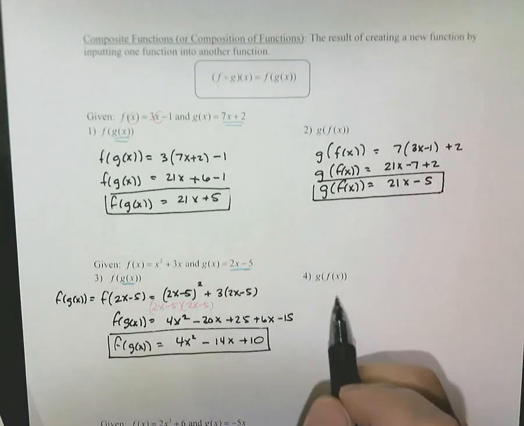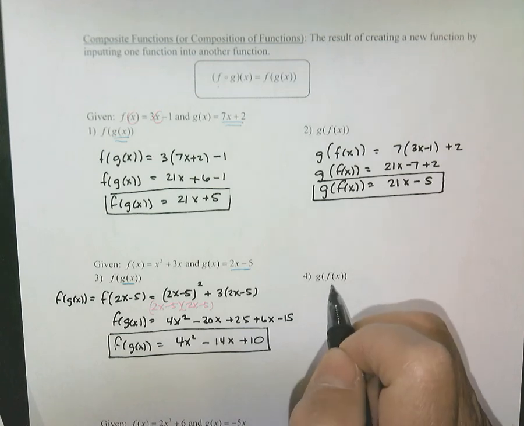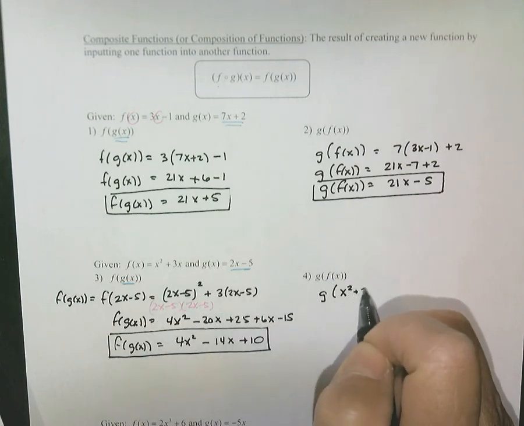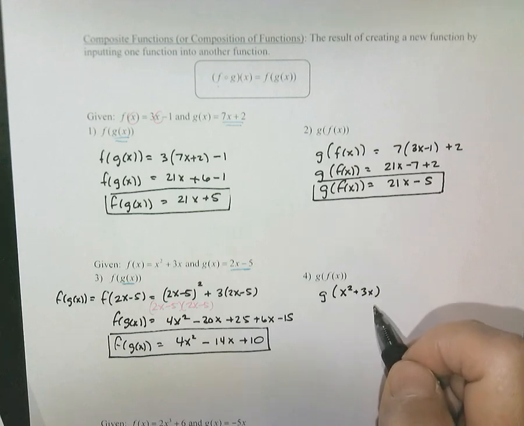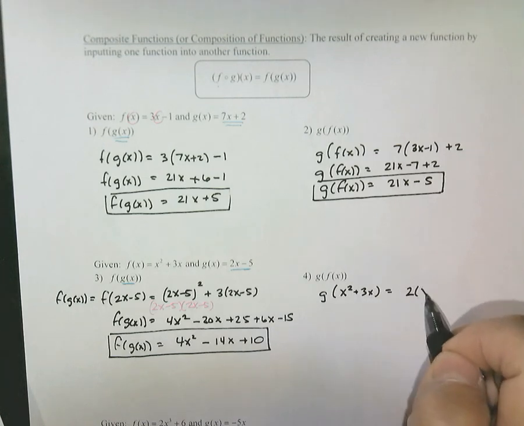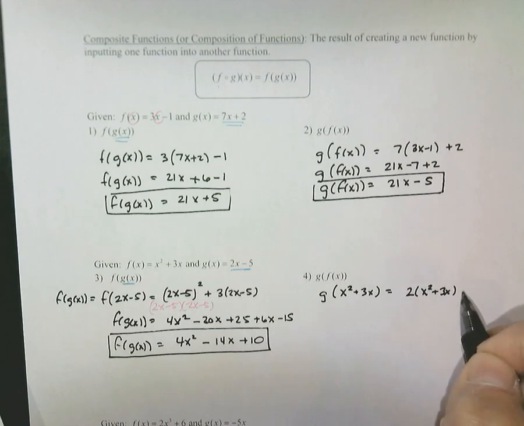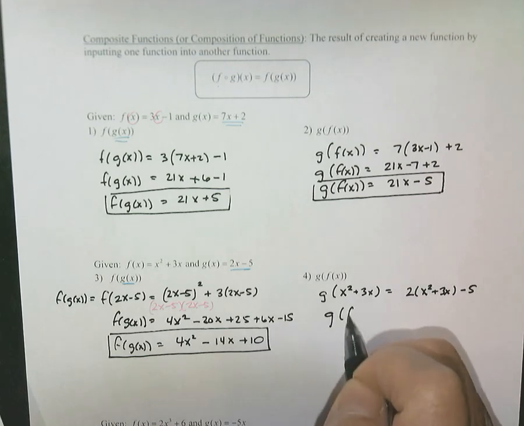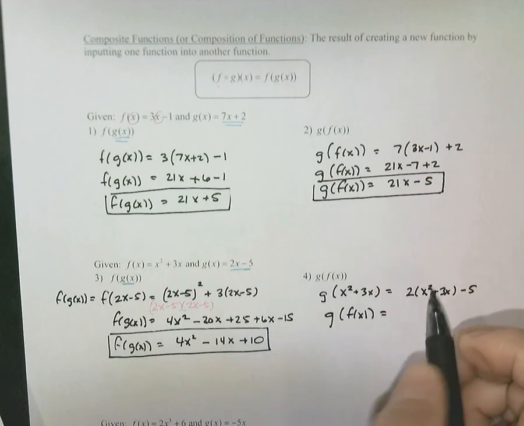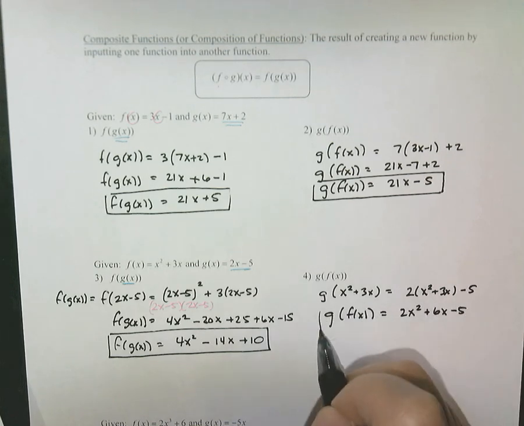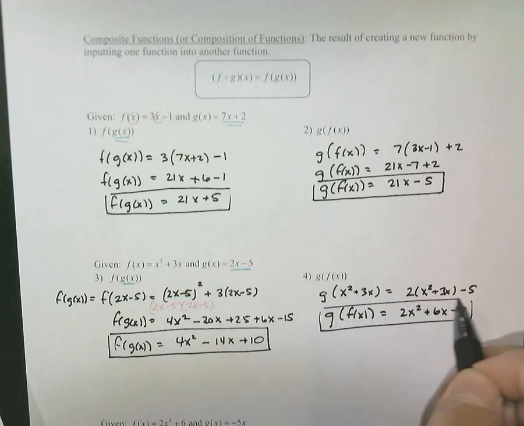Now if I wanted to find g of f of x, so that means f of x is x squared plus 3x. I want g of x squared plus 3x, which is going to equal 2 times x squared plus 3x minus 5. So g of f of x is going to equal 2x squared plus 6x minus 5. And it stops right there.